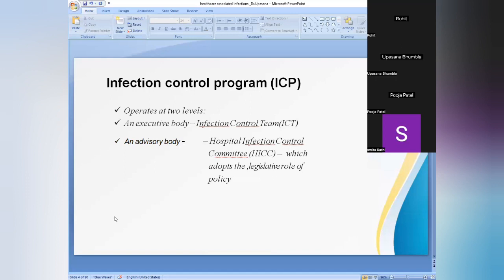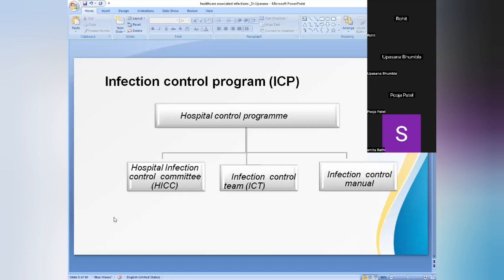So talking about the infection control program, the ICP, this program comprises the HICC, the Hospital Infection Control Committee. Then we have the infection control team, which is the ICT. And third, the policies and procedures that we need to follow in our day-to-day practices, which have been formulated in the form of SOPs. And these SOPs have been compiled in a complete manual, which is named the Infection Control Manual.